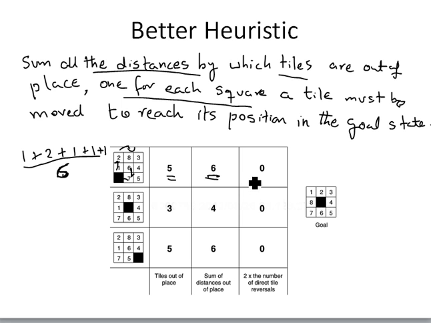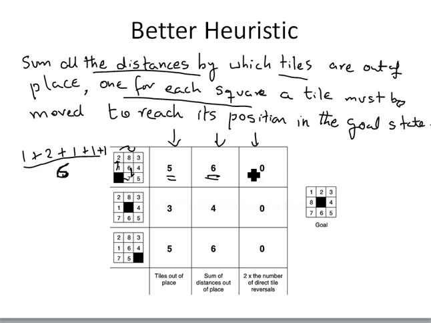Okay, now we have seen a simple heuristic, a sum of all the distances out of place. And this heuristic, we take into account the number of tiles which need direct reversal, and we multiply with some small number, in this case 2. But you could see there is no difference between these three states if you use this heuristic. Although we want to take into account if a direct reversal is involved.